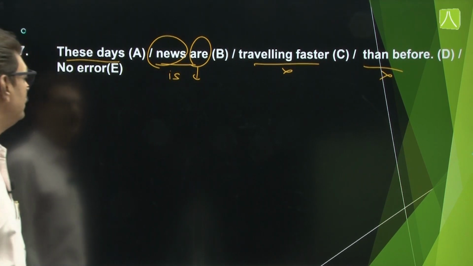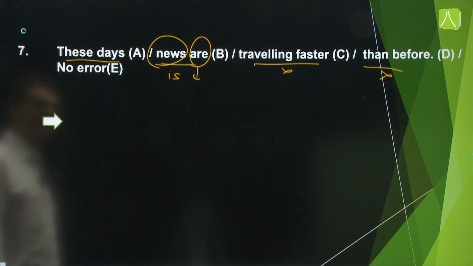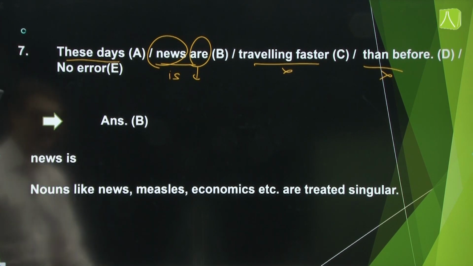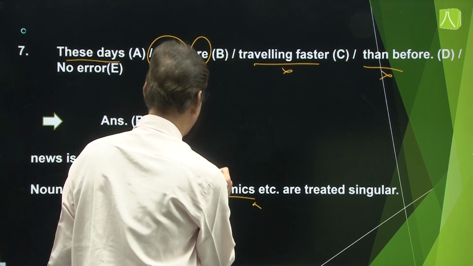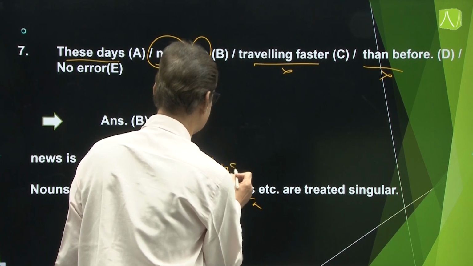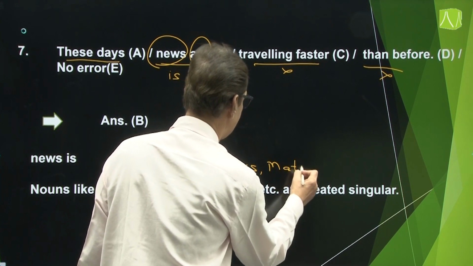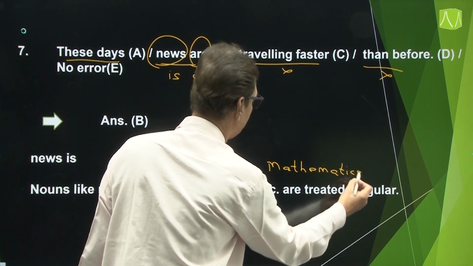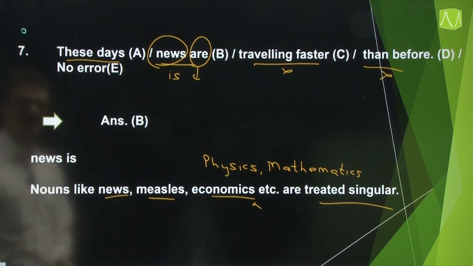So we're talking about news. So news is always taken as singular. So the error is in part B, and this is the new. Nouns like news, measles, economics, physics, mathematics, even though they end with S, भले वो S से end करते हैं, statistics and so on, politics. There are many such words which end in S. They are always taken as singular.